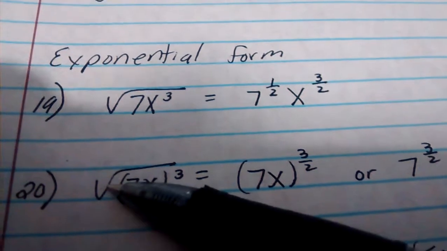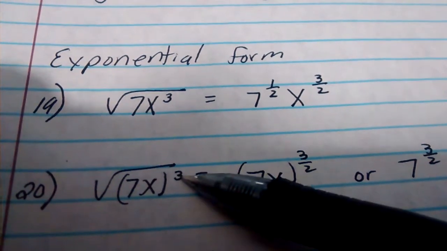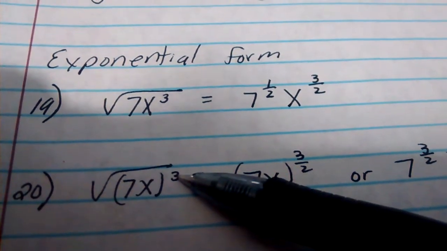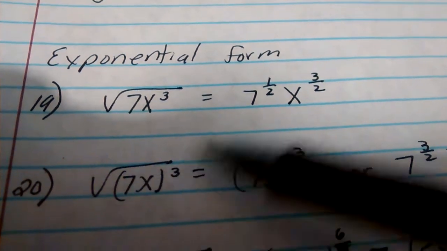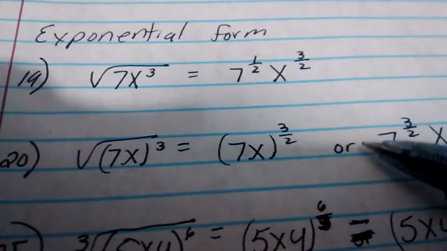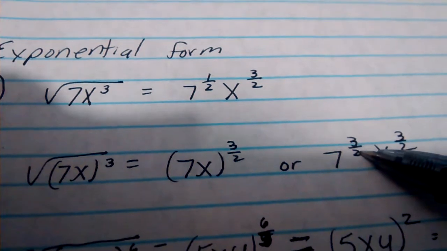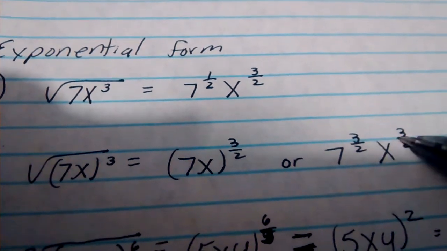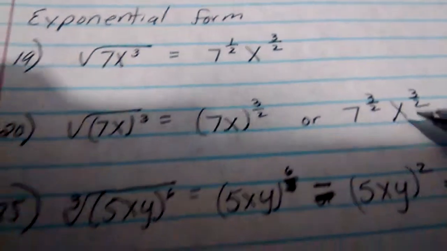This one, the square root goes with both of them, and the cube goes with both of them because it's in a parentheses. So you can write it like this, or you can distribute it and give both of them, it's raised to the 3/2 power.